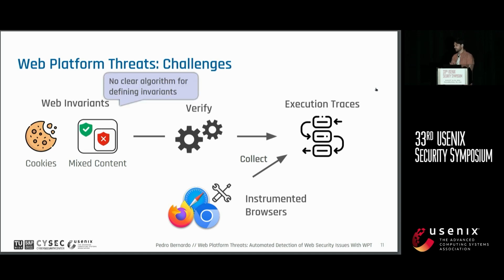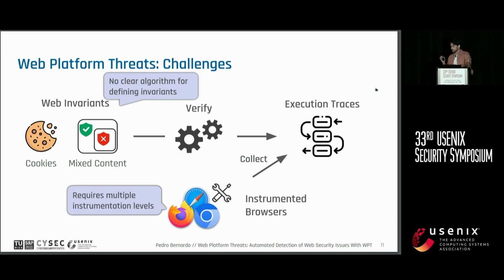Now, this all may sound a bit trivial, but I assure you it's not. First of all, defining web invariants is an open problem. There are no clear algorithms or procedures to follow. It involves reading and understanding the specifications, which can be ambiguous, and when they are, we need to determine what is the expected behavior of a given web feature that we're looking at by the community.